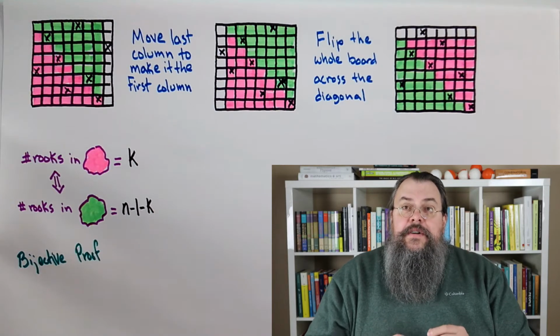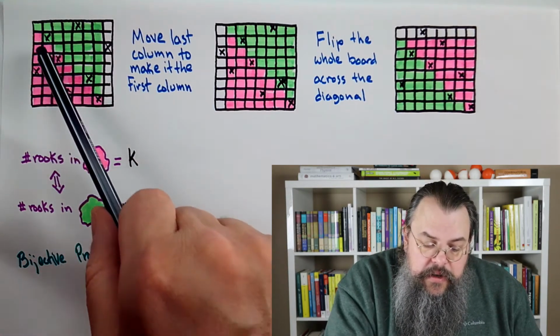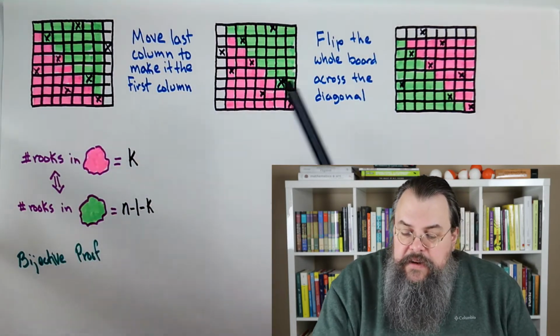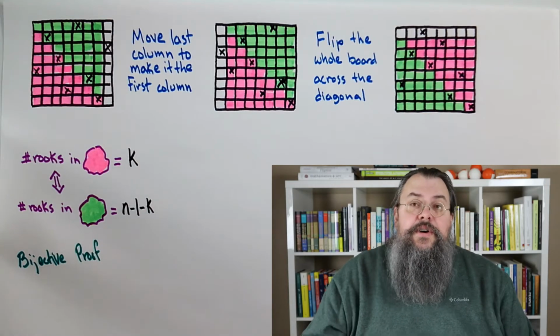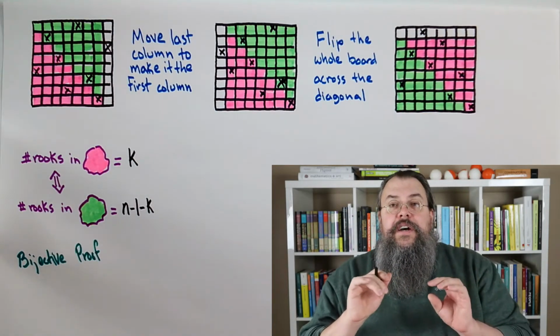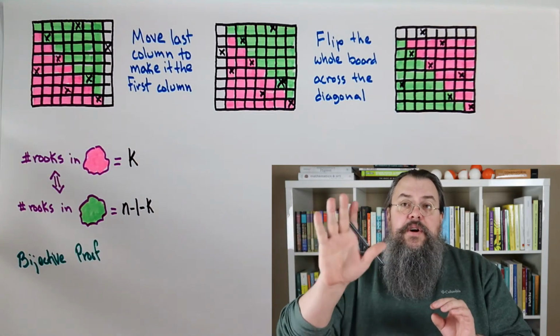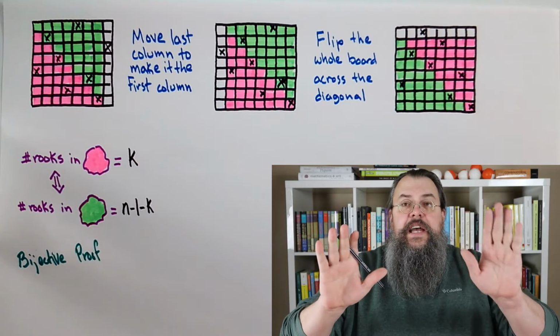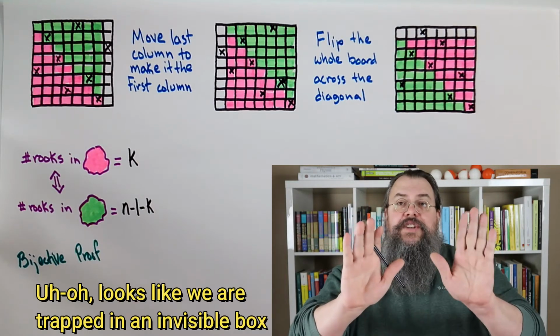And now, what's the other thing that happens? We'll notice here, the pink region is what's below the diagonal. By the end, it's the green region. So, by doing these two steps, what we've done is we said, okay, if you start with k rooks below here, you'll have n minus 1 minus k rooks below there. So there's this matching.